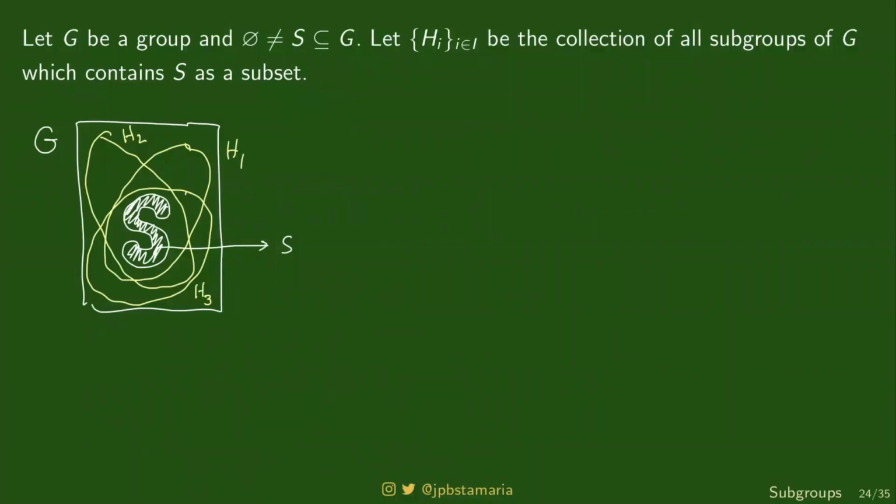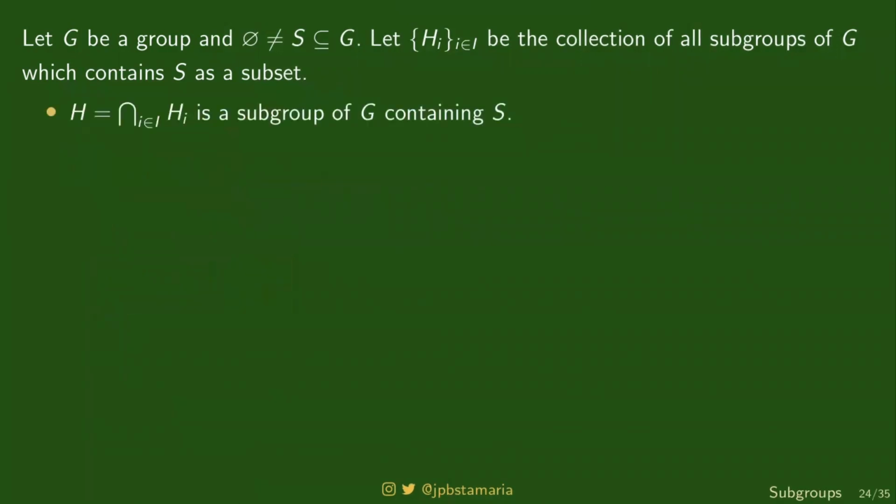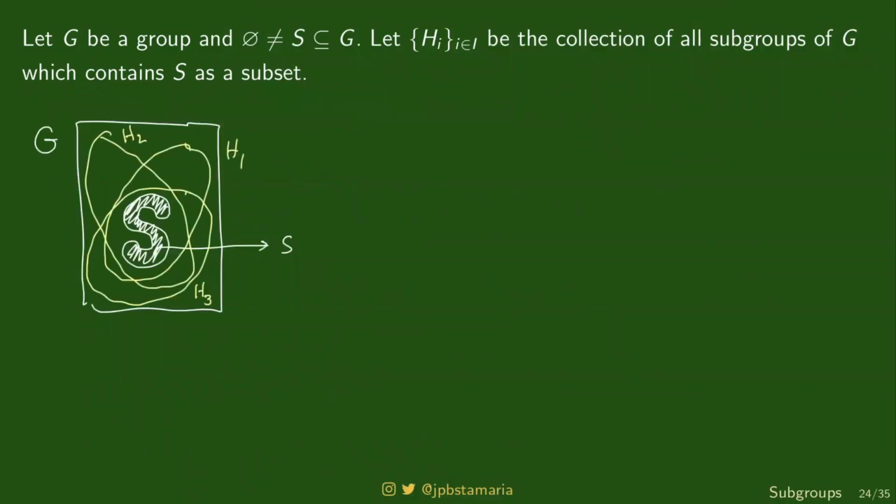Anong gagawin ni Sir doon sa 3 yon? I will take their intersection. Their intersection is the subgroup, the one shaded in blue.